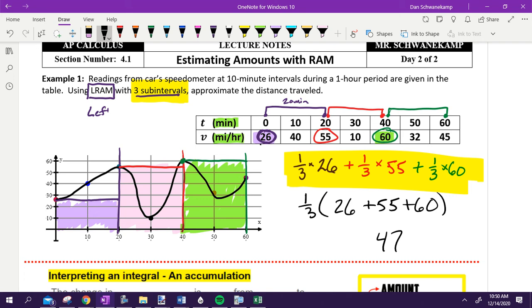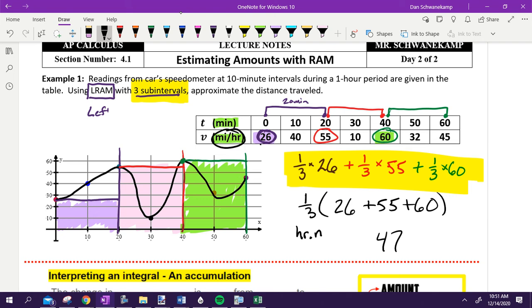Now the question is, what are the units going to be? What was this 1/3 units? What is that? Well, the 1/3 is going to be in what? That is hours. And I'm multiplying it by the 26. What is that 26 measured in?